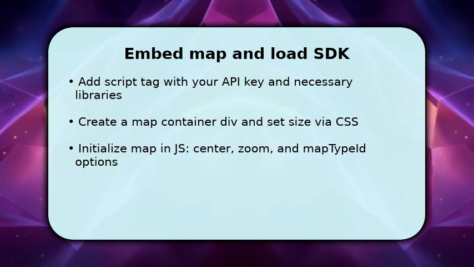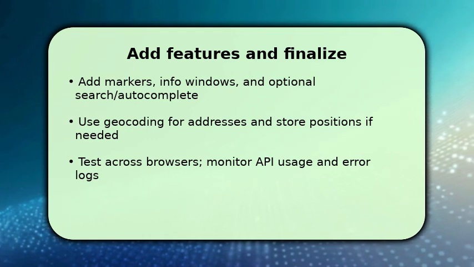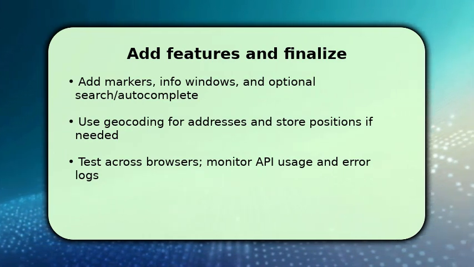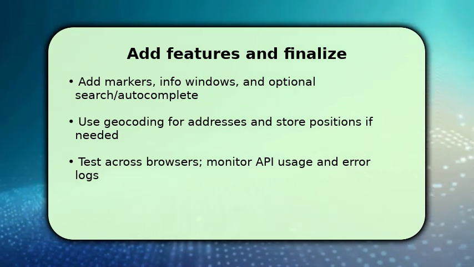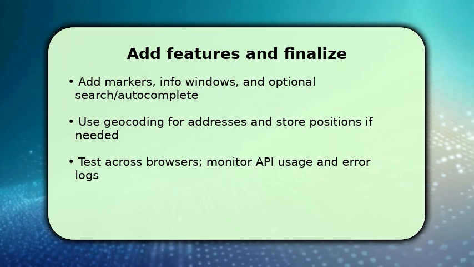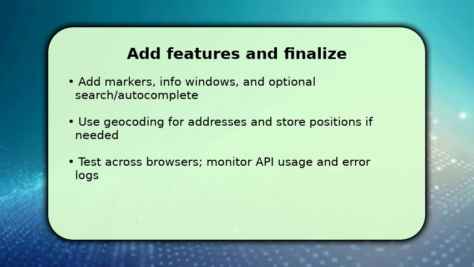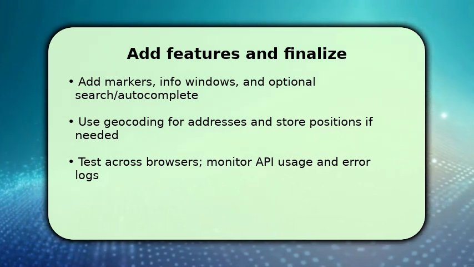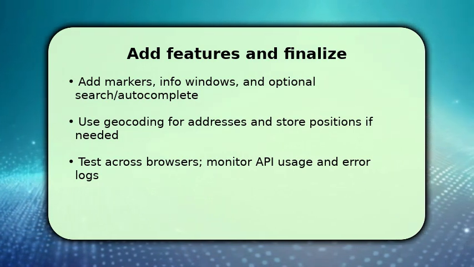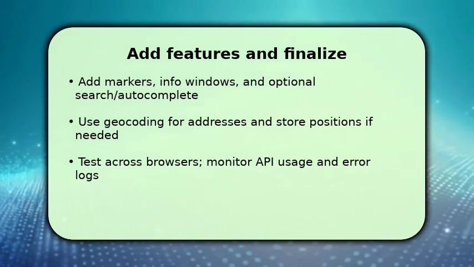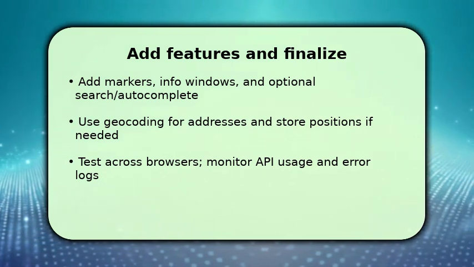You finish by adding features, place markers, attach info windows, and configure autocomplete for searches. Use the geocoding API to convert addresses to coordinates and persist positions if required. Once implemented, optimize performance by clustering markers and lazy loading libraries. Finally, test across browsers and devices and monitor API usage in the console so you can adjust quotas or billing alerts. If something breaks, check key restrictions and console errors first. Fixing those resolves most integration issues quickly.